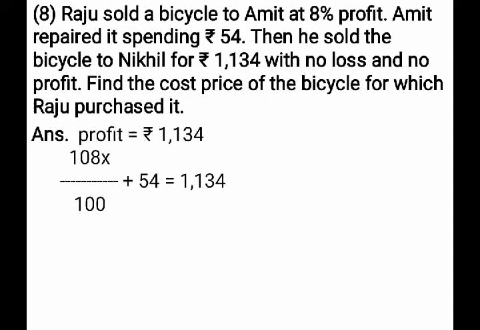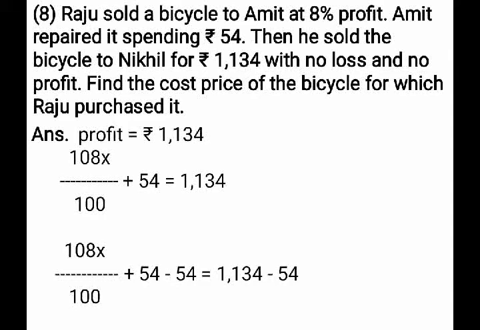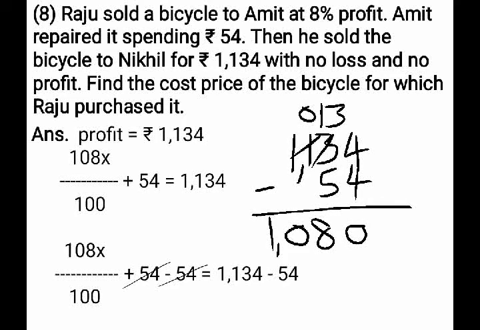If an equation is addition, it becomes subtraction on both the sides. That is 108x upon 100 plus 54 becomes minus 54 is equal to 1134 minus 54. Subtracting 54 on both the sides. 54 minus 54 get cancelled. 108x upon 100, which is on the left side, write as it is. On the right side, 1134 minus 54 you have to do. I have done the subtraction. 1134 minus 54. I am getting the answer 1080.